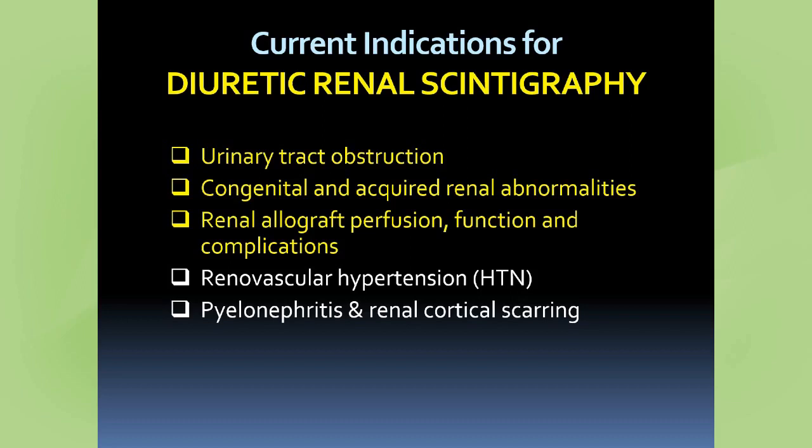When we're looking at congenital and acquired renal abnormalities, it's usually because we're worried, do they have obstruction? Same thing if we're looking at transplant and we're using renal Lasix, we're wondering, is there obstruction going on there? Is there possibly a stenosis at where we did the anastomosis for the renal pelvis or the ureter and things of that nature? So it all comes back to urinary tract obstruction when we're talking diuretic renal scintigraphy.